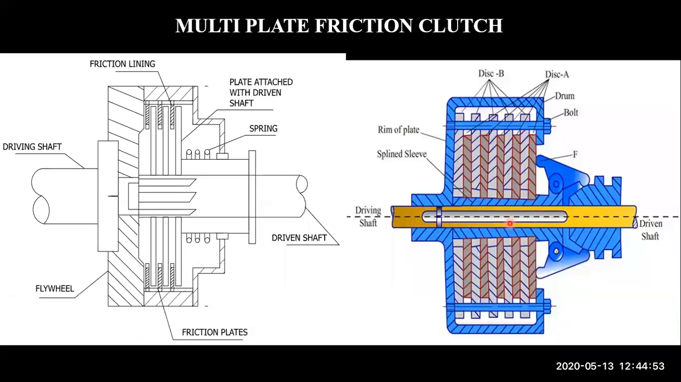Another pictorial representation of how these plates are. So these multi-plates, you can use multiple plates. That number also depends on torque transfer. The more the torque transmitted, the more will be the number of plates, and you can see they are completely enclosed. Completely enclosed means some kind of coolant or something circulating inside of this.